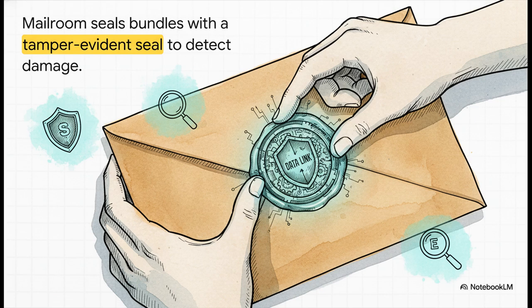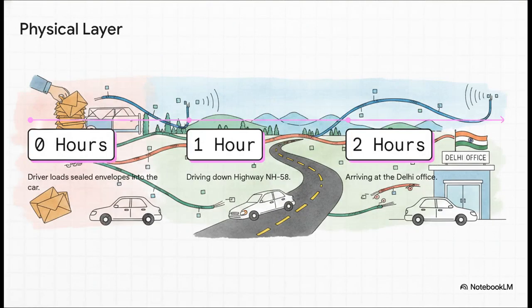If anyone or anything messes with the data on the journey, the receiver's going to know instantly because that digital seal will be broken. Finally, we hit rock bottom. In a good way. The physical layer. This is the actual, raw, physical transmission of the data.